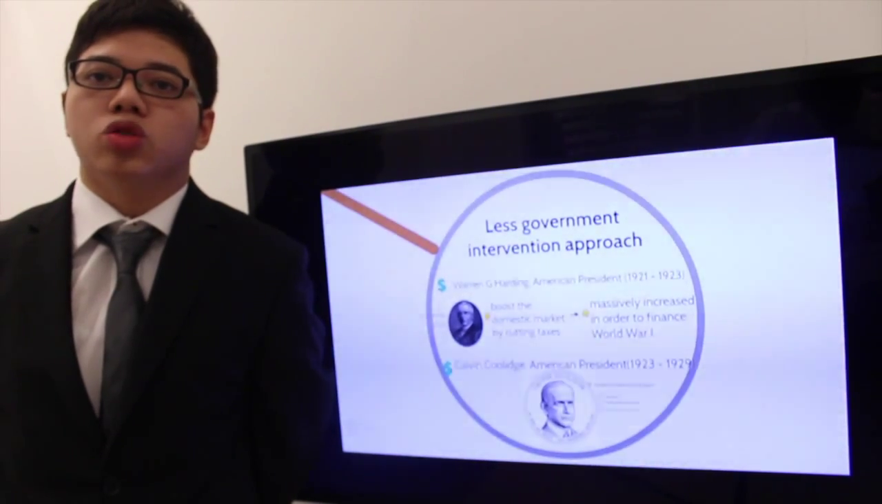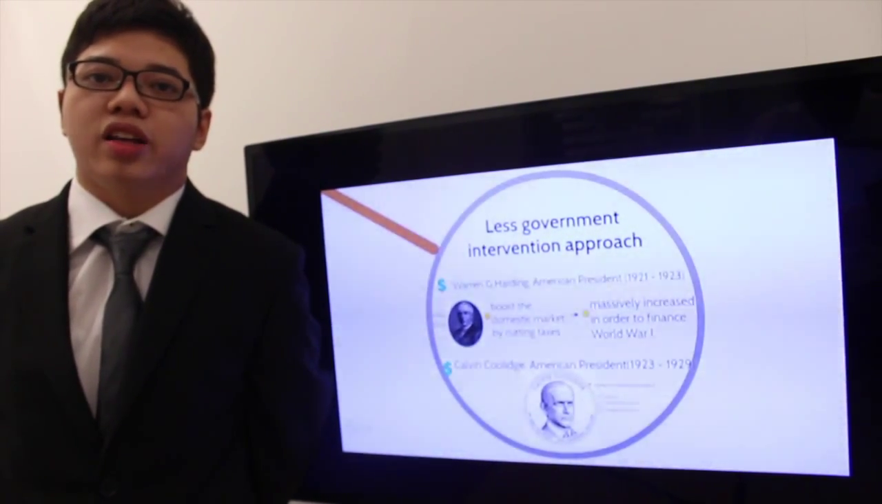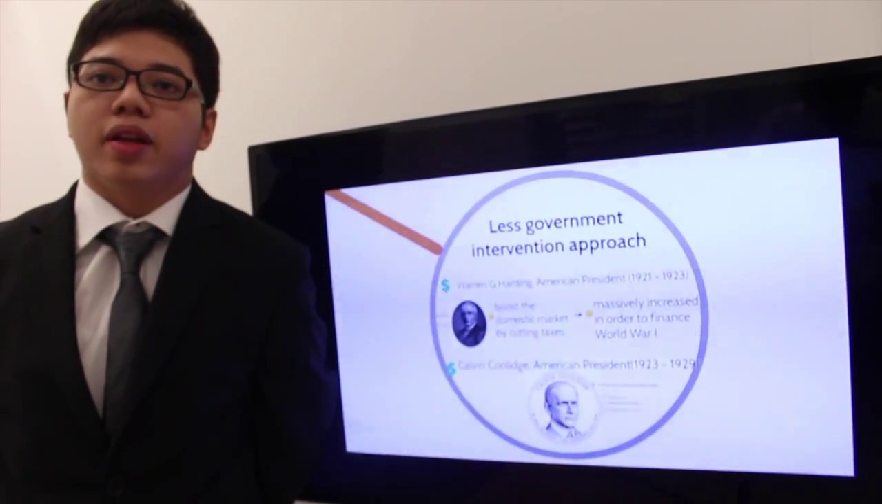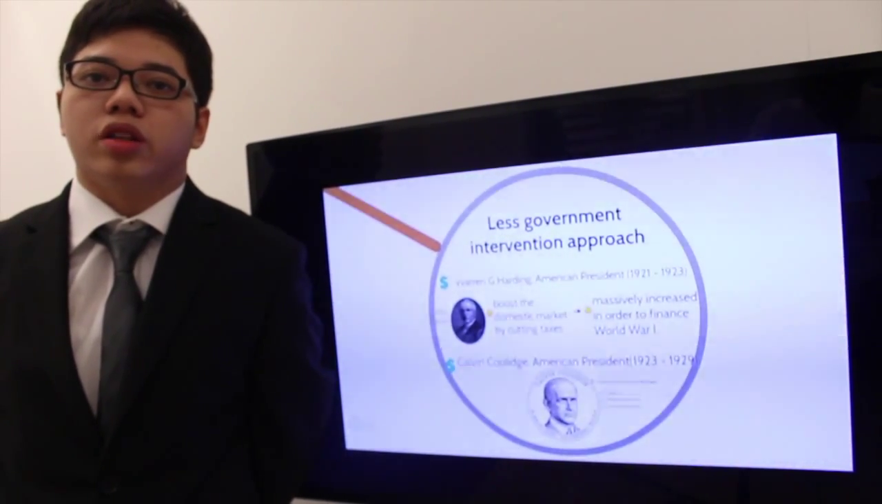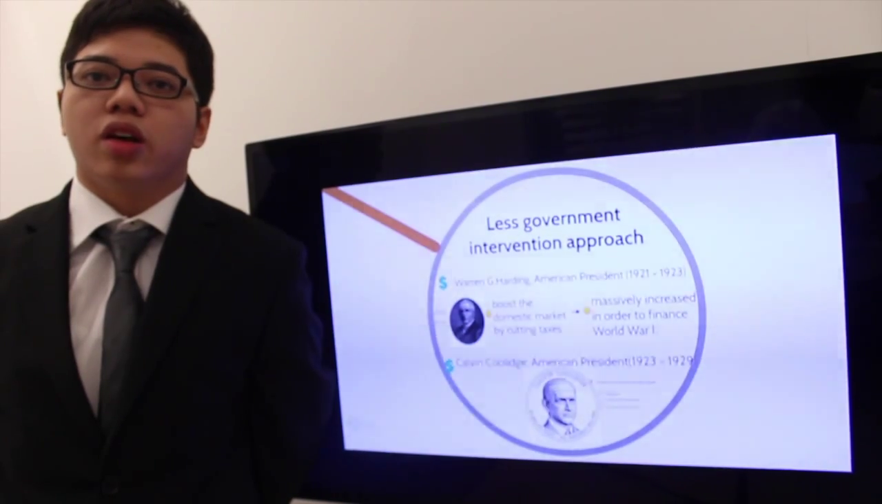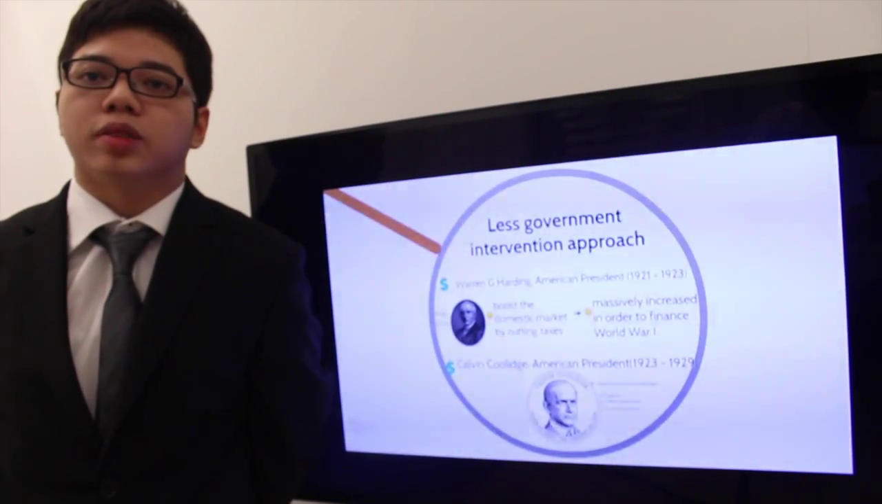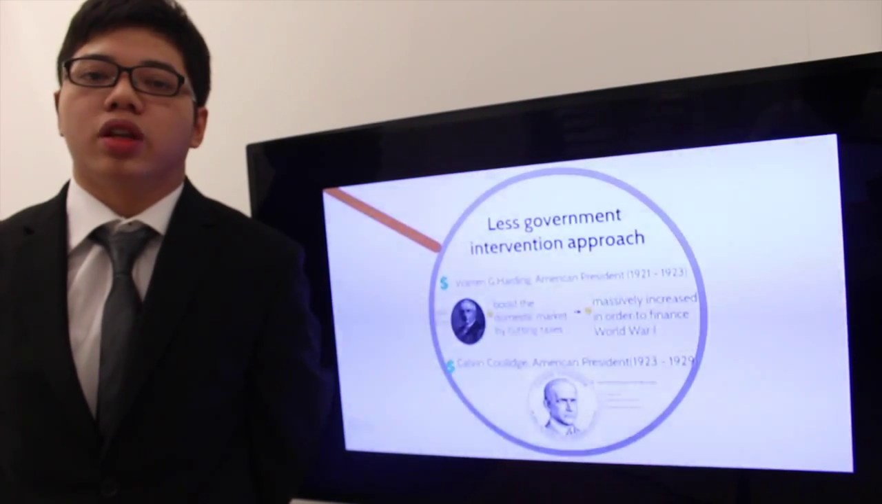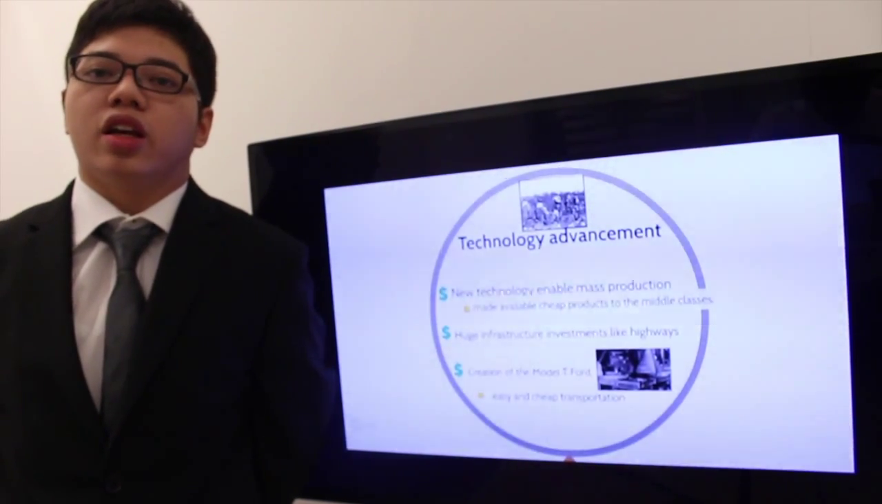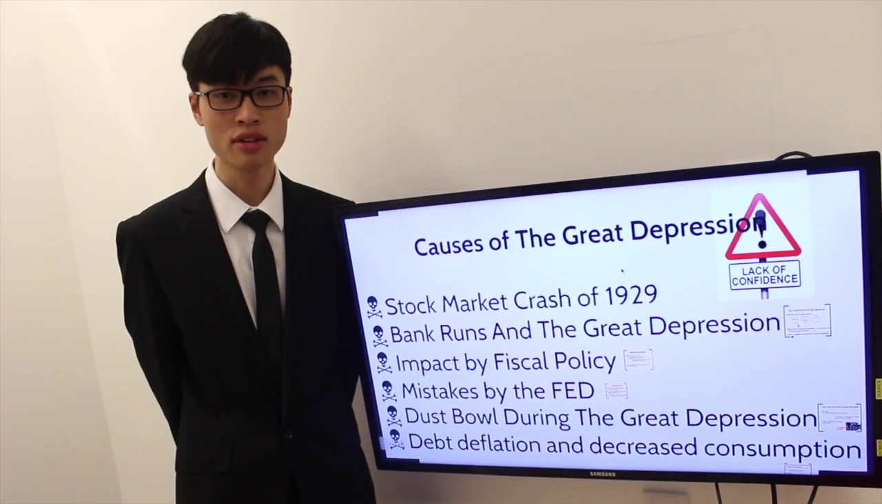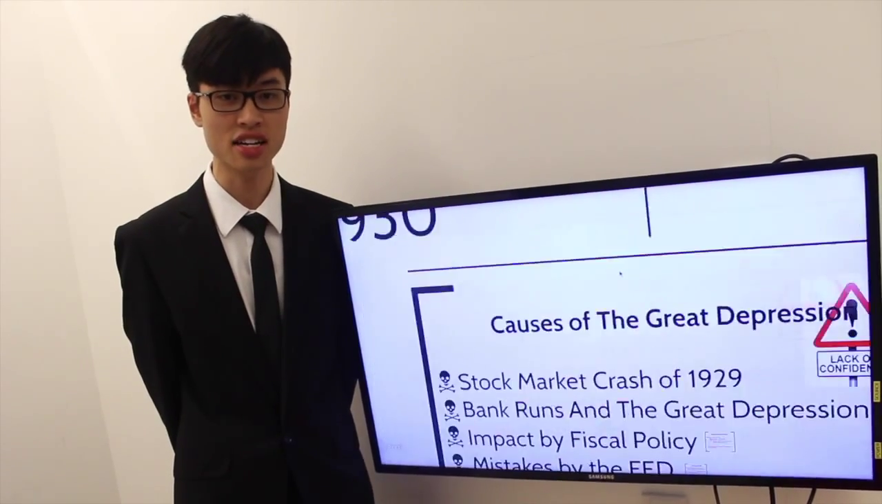In the Roaring Twenties, there were two US presidents, Warren G. Harding and Calvin Coolidge, promoting a less government intervention approach and cutting taxes to bring more money into the market, due to the continuous economic growth in the 1920s. The economic environment also helped increase growth, as new technology enabled mass production, which made cheap products available to the middle class. The huge investment in infrastructure and the creation of the Model T led to an increase in trade in the US, boosting economic activities.